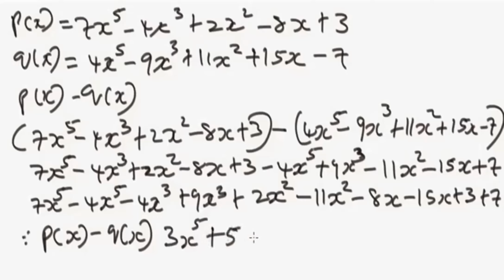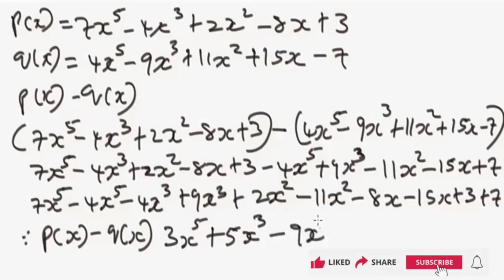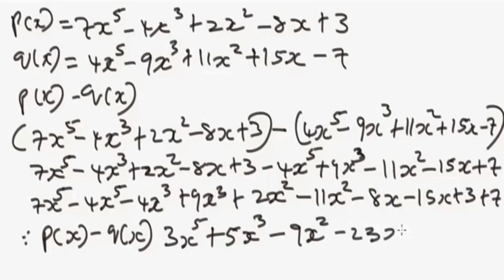plus 5x cubed. Then 2x squared minus 11x squared, you are going to have minus 9x squared. Minus 8x minus 15x, you're going to have minus 23x. Then 3 plus 7 gives us 10, and that will be the answer.